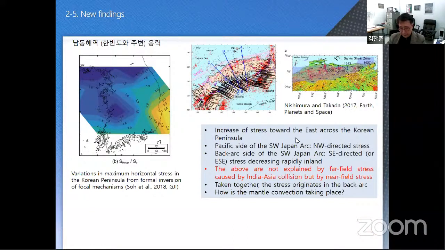GPS observations in the southwestern Japan arc show an interesting result that the Pacific side of the arc is compressed to the northeast, as expected because the Pacific plate is subducting to the northeast direction. But the back arc side of the arc is compressed to the east or southeast. The far field stress induced from the India-Asia collision is unable to explain the stress field in the back arc side of the Japan arc. Instead, we may think that the stress originates from the back arc.